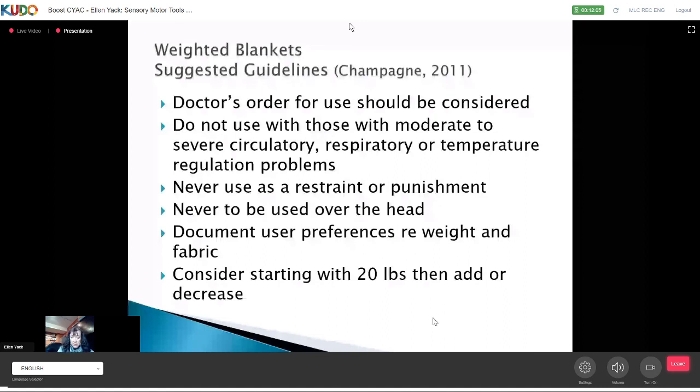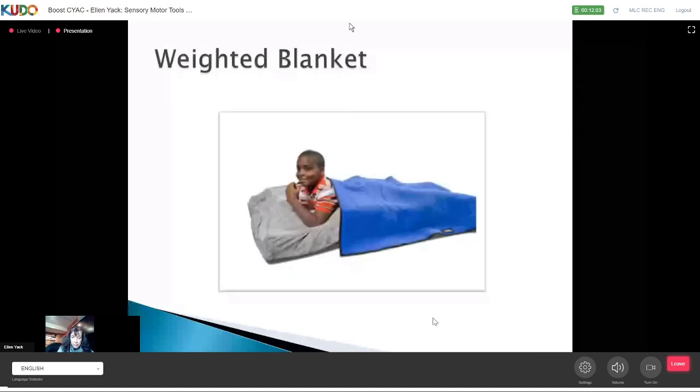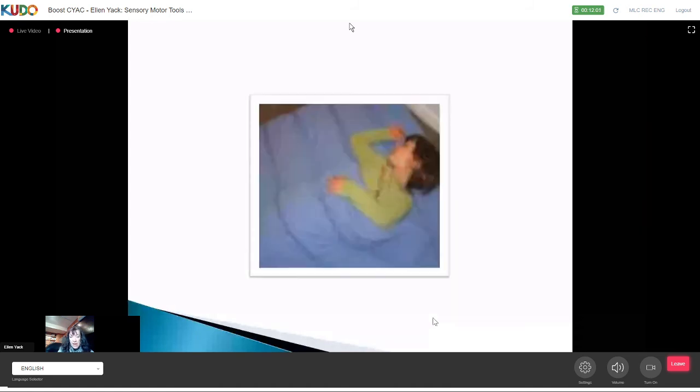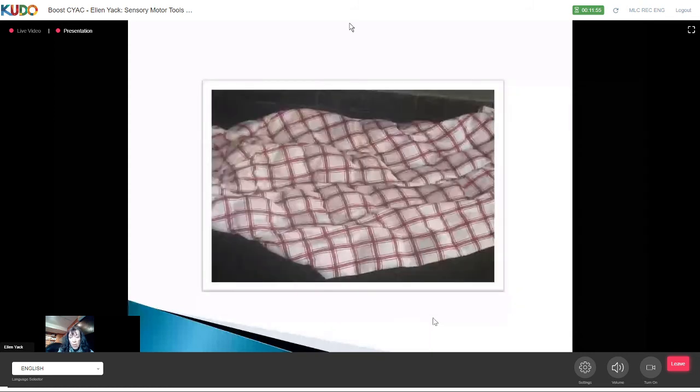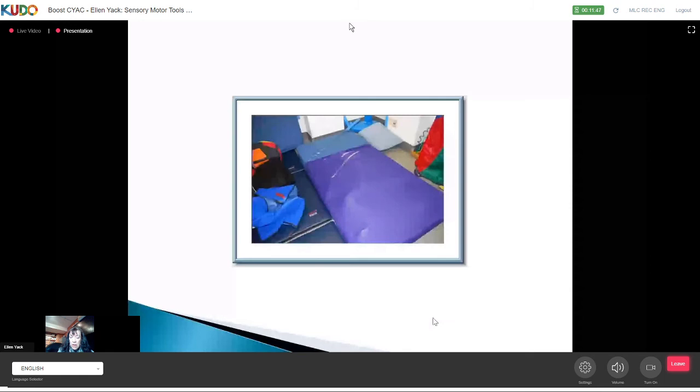Here are some examples of weighted blankets. This is a nice one because the head pops out. This is a homemade weighted blanket that was made with pockets of aquarium rocks. Aquarium rocks are used because it's easy to wash, so you don't have to take out all the weights. This is a compression sheet.